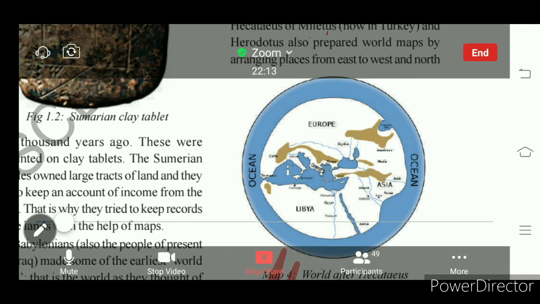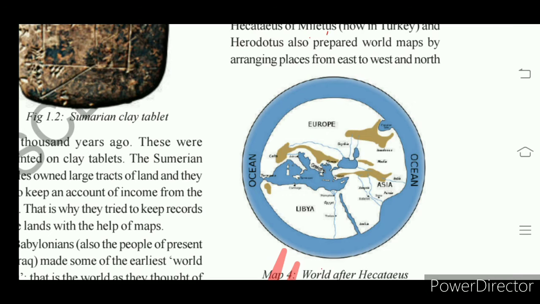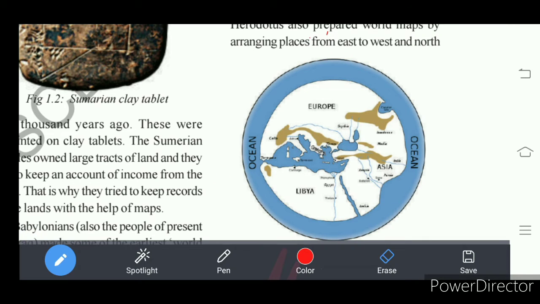So preparing these lines, that is latitudes and longitudes, is not an easy task. They have taken 2000 years. How many years? 2000 years they have taken, and finally they got correct latitudes and longitudes on the map.